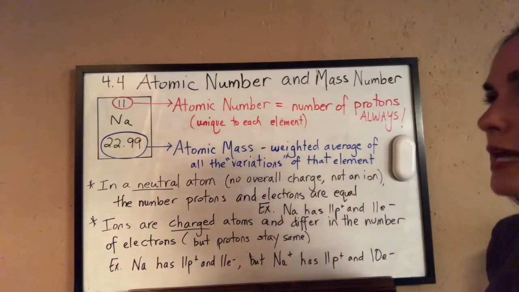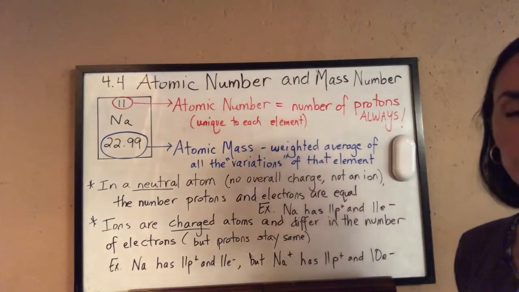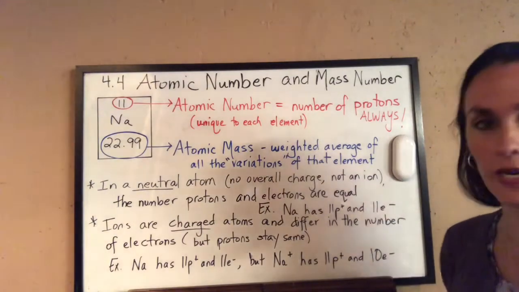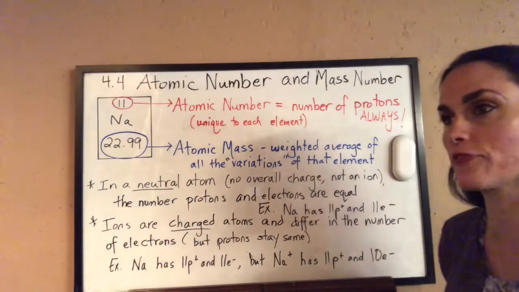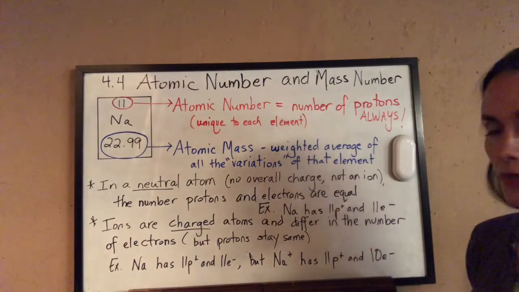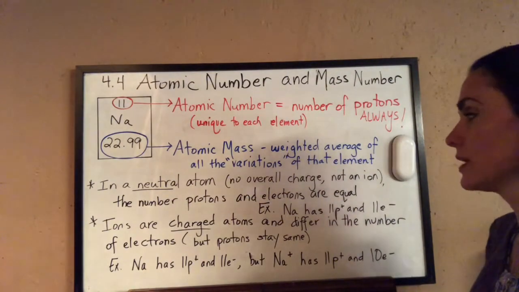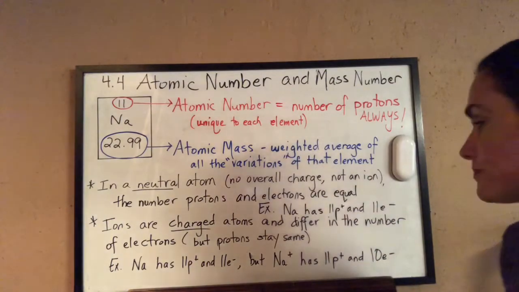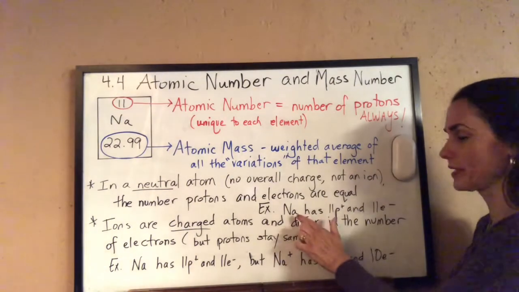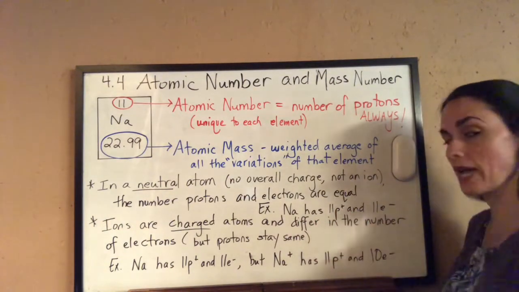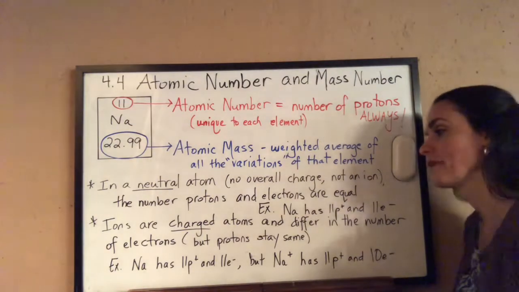When you have a neutral atom, meaning that there's no overall charge assigned to that atom, it's not an ion. Maybe you've heard the term ion from other science courses. I'm going to go through it in a minute. But a neutral atom has the number of protons and electrons the same. So for example, sodium has 11 protons and it has 11 electrons.